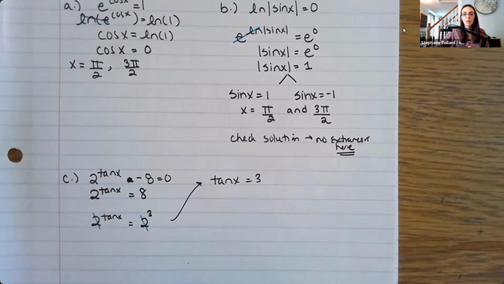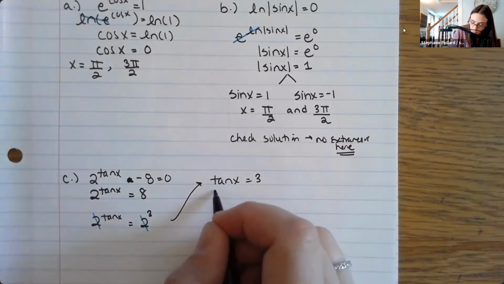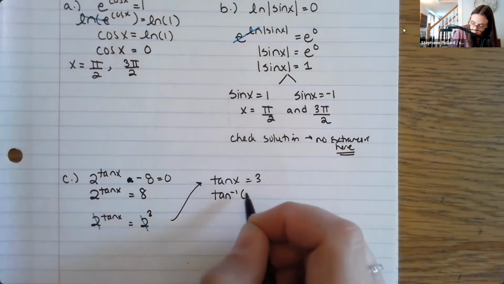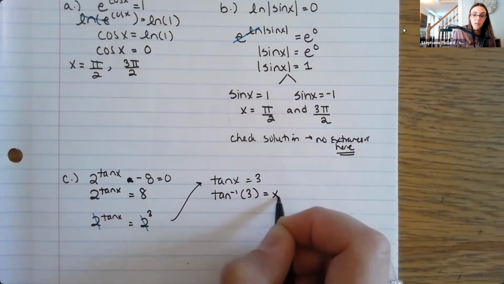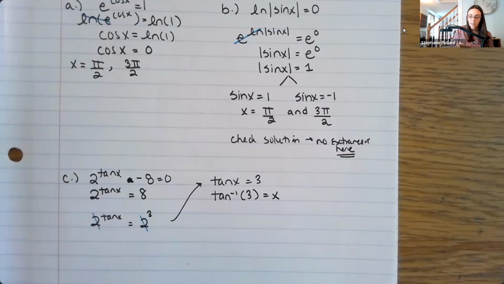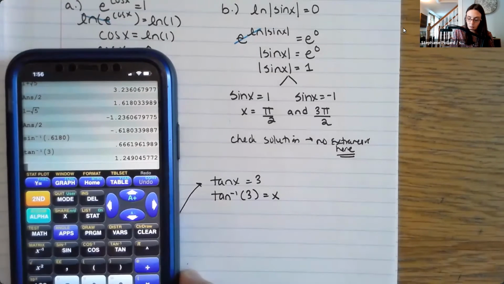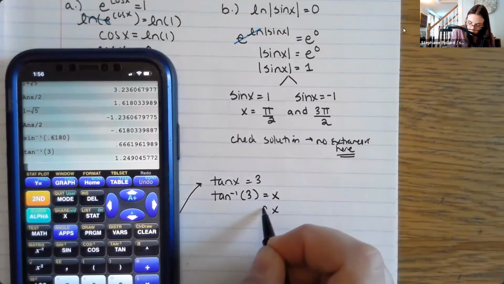Now, again, this is one where I don't know tan x equals 3. That's not a common value that I am familiar with. So I'm going to go ahead and use my calculator for this one. I'm going to use my inverse tangent function of 3. And when I do that, I do get a value. So I'm going to use 4 decimal places.